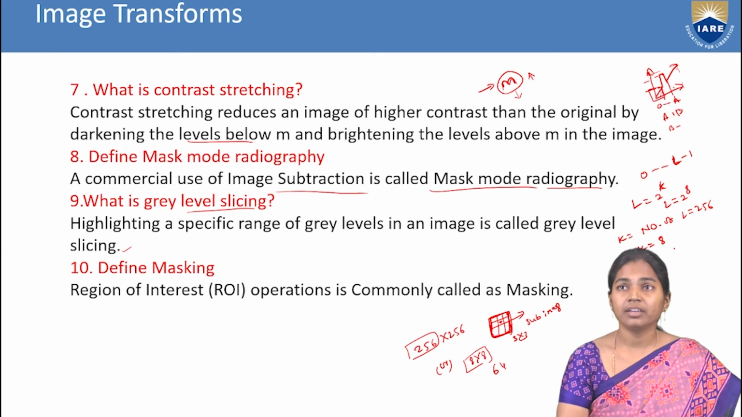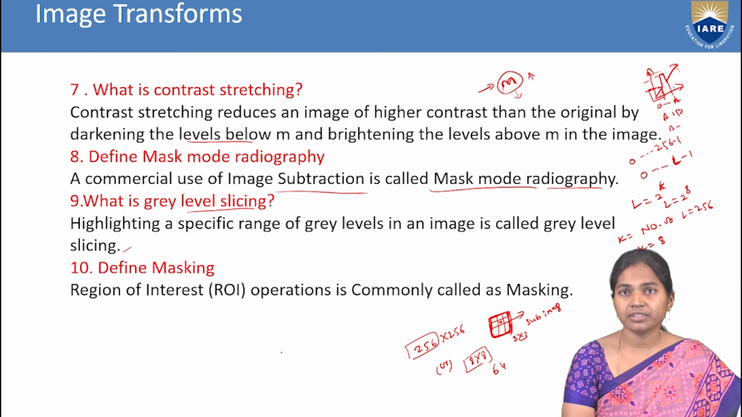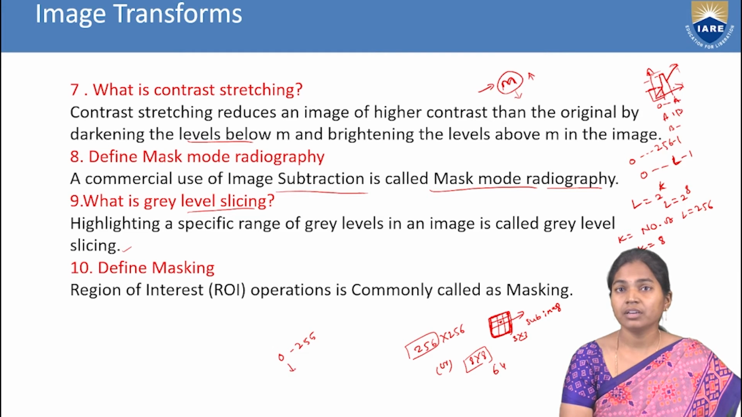What is the gray level range? It is 0 to 256 minus 1, so the gray level values are represented from 0 to 255. Here 0 is the minimum gray level.